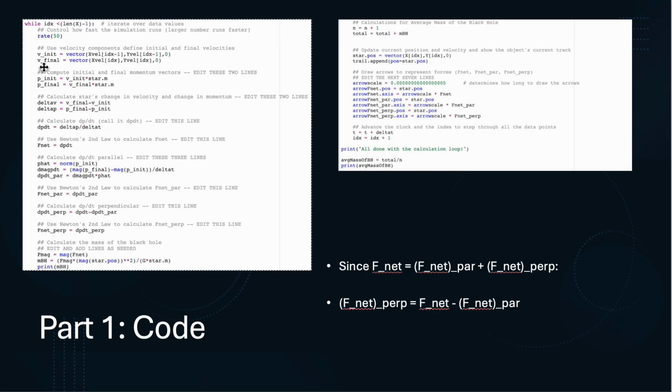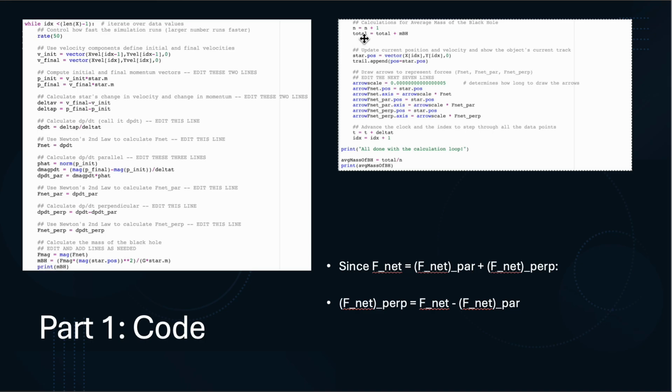So as you can see here, we did exactly that, found F net and dp dt and both their perpendicular and parallel components, and used those to then find the mass of the black hole at that F net at that time step interval. And so, because of that, there is a ton of different masses of the black hole that are actually calculated and printed. So we needed to find the average of all of those.